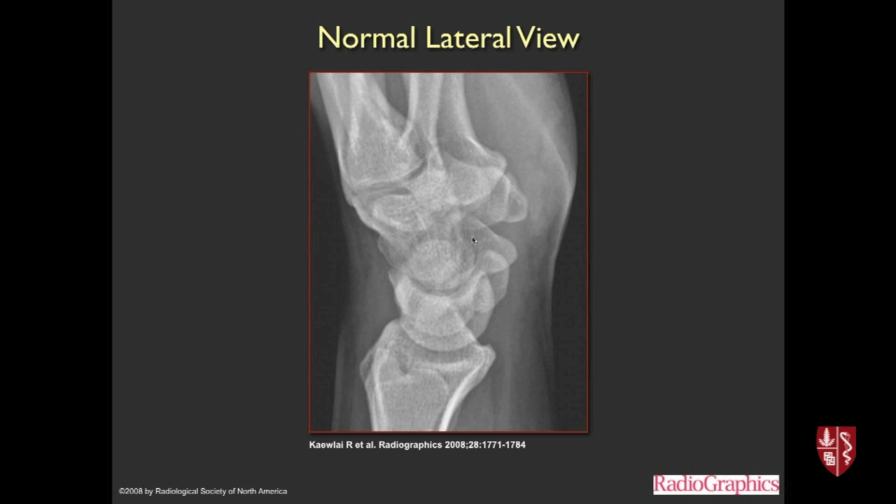But if you have a line along the scaphoid here and through bisecting the lunate, that should be between 30 and 60 degrees. And in a normal, you can kind of look at that and eyeball it and say, yeah, that looks about right.